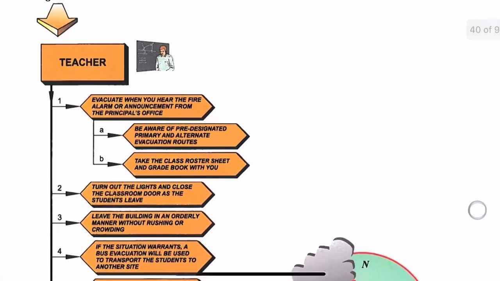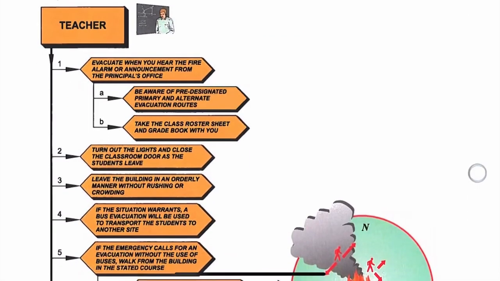In the event of an evacuation, the teachers should do the following. Evacuate when you hear the fire alarm or announcement from the principal's office. Be aware of pre-designated primary and alternate evacuation routes and take the class roster sheet and gradebook with you. Turn out the lights and close the classroom door as the students leave. Leave the building in an orderly manner without rushing or crowding.